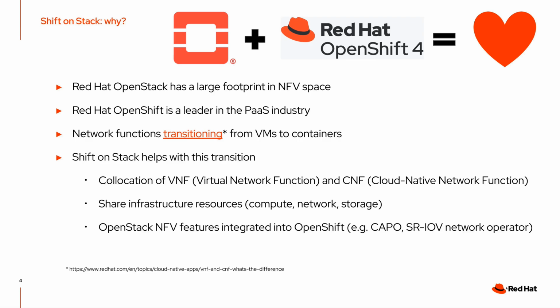Collocation of the virtual network function and the cloud native network function helps to share the same infrastructure resources such as compute, network, and storage. The OpenStack NFV features are well integrated into OpenShift. For example, in the cluster API provider for OpenStack, named CAPO, and also the SRIOV network operator.